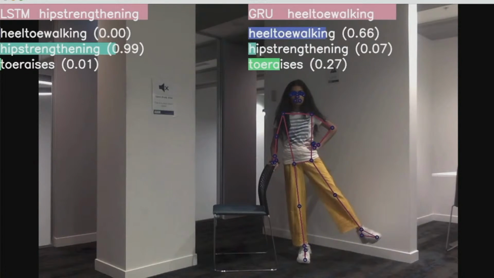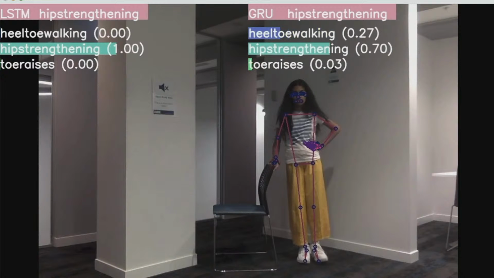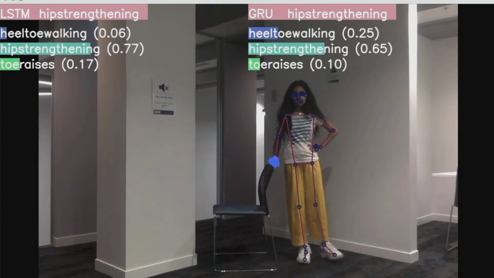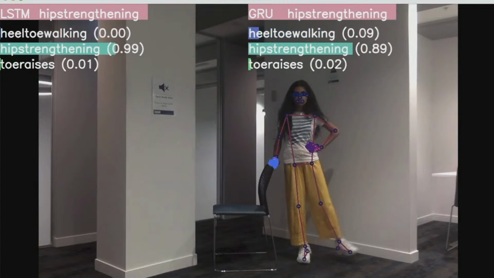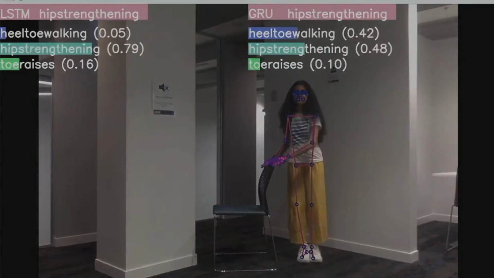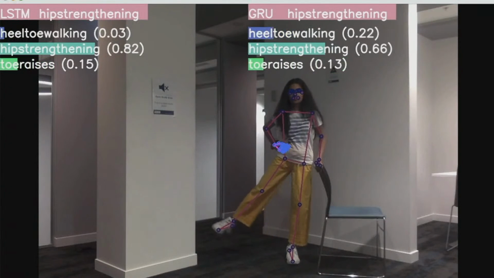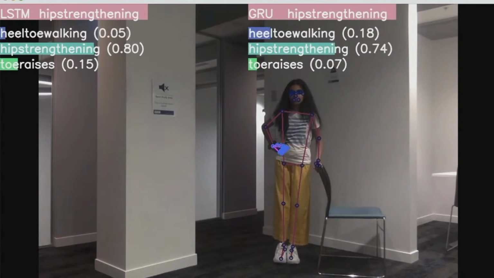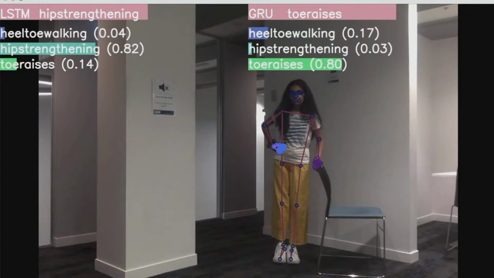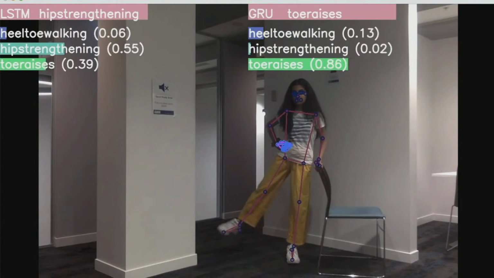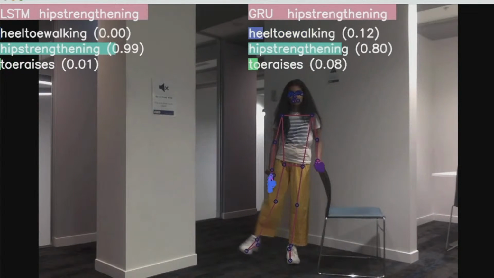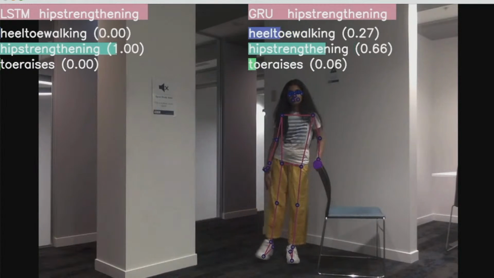Deductions in a similar manner were created for LSTM and GRU for hip strengthening, and it's quite clear that LSTM predicts hip strengthening more stably than GRU. Two orientations were taken into consideration, and in both of them, LSTM outperforms the GRU for hip strengthening. This is near real time because only 15 frames per second are being recognized.